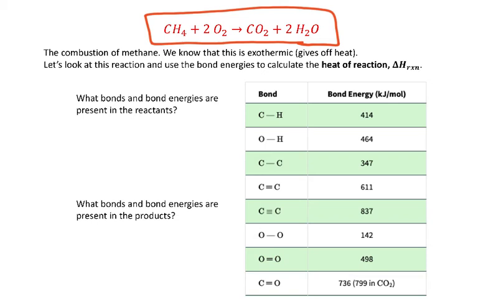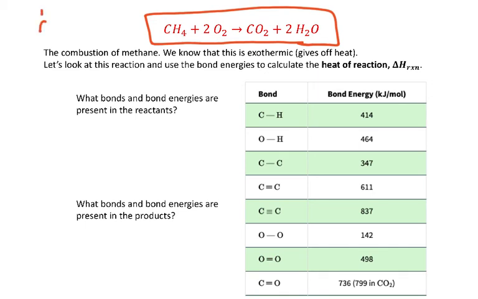And this is exothermic, right? It's a combustion reaction. It gives off heat. Let's look at this reaction and the delta H of reaction and calculate that, and use the bond energies to calculate the delta H of reaction. So first we need to look at what bonds and bond energies are present in the reactants.